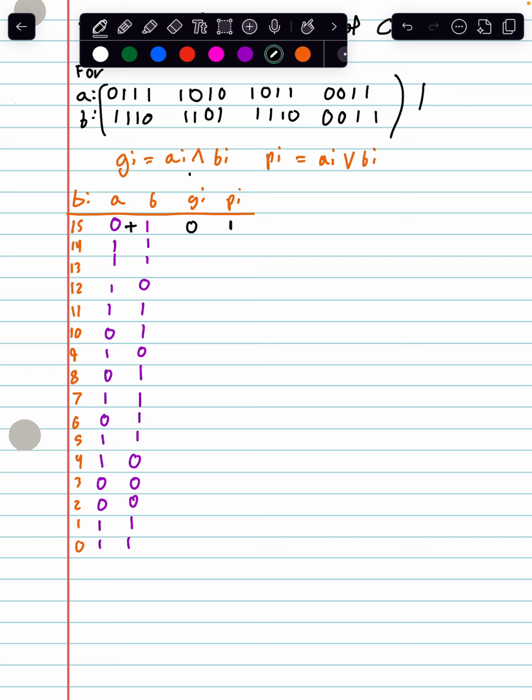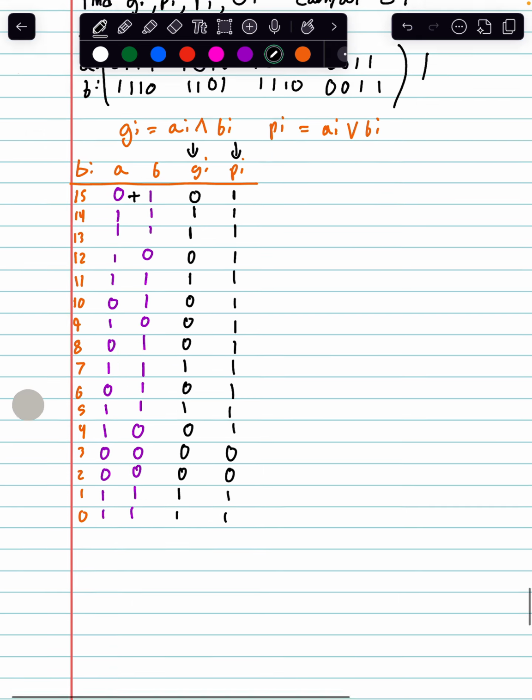Just to do it faster, I'm going to do all of the G's and then all of the P's. So 1 and 1, that's 1, AND it together. So this is 1, 0, 1, 0, 0, 0, 1, 0, and so on. And then for P, it's just ORing everything together. So 1, 1, and then 1, 0, 0, 1, 1. So that's how you fill out that table.